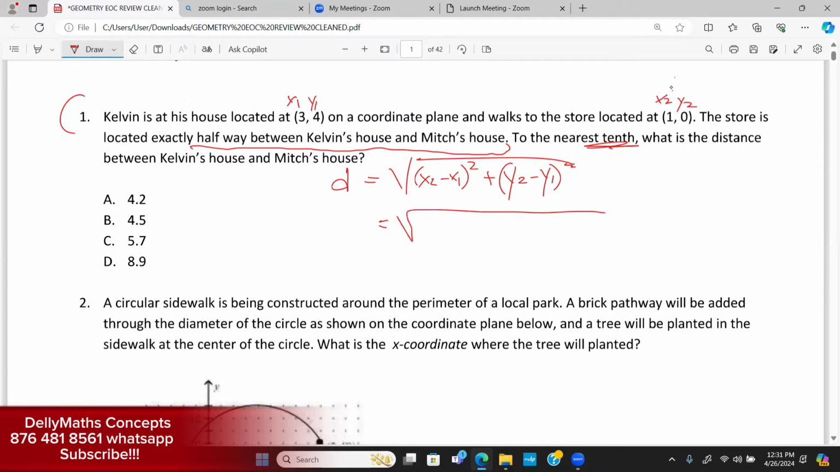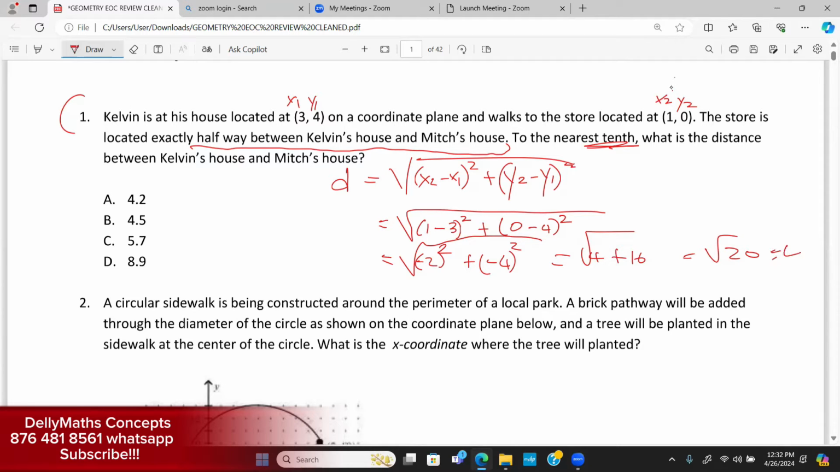So x2 is 1, so it's 1 minus 3, and we square that, plus y2 is 0 minus 4, and we square that. This is negative 2 squared plus negative 4 squared, so we're looking at 4 plus 16. So this is the square root of 20, which is about 4.47.